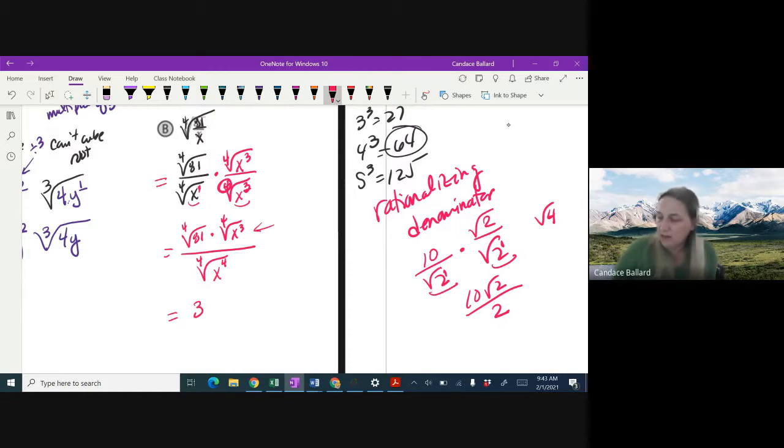I can't do anything else with this. It's as simplified as it's going to get, so we're going to leave it as the fourth root of x cubed. The fourth root of x to the fourth would just be x. And that's how we would leave this.